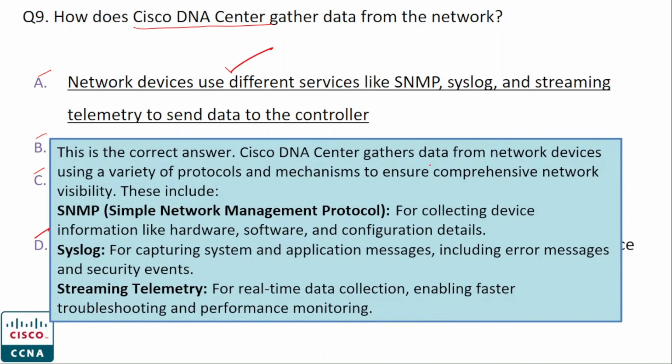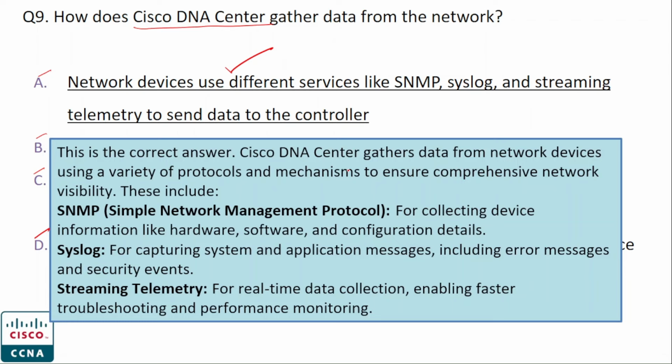Cisco DNA Center gathers data from network devices using a variety of protocols and mechanisms to ensure comprehensive network visibility. These include SNMP, Simple Network Management Protocol, for collecting device information like hardware, software, and configuration details. Syslog, for capturing system and application messages, including error messages and security events. Streaming telemetry, for real-time data collection, enabling faster troubleshooting and performance monitoring.